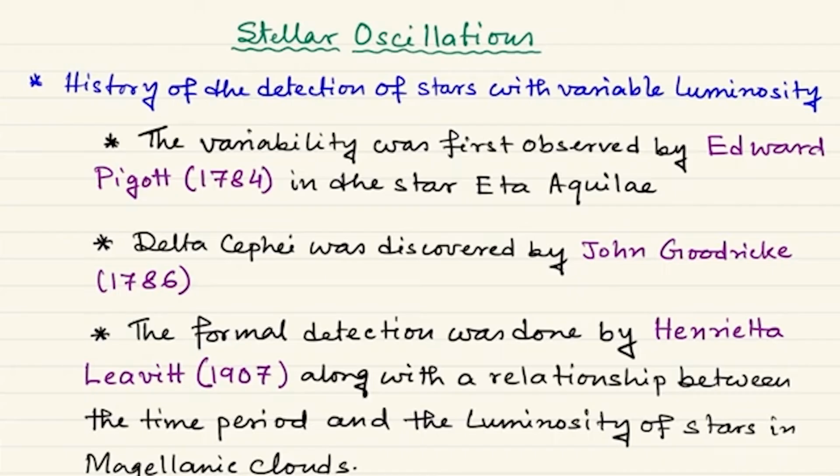Then in 1786, the famous star Delta Cephei was discovered by John Goodricke, who also found variability in the luminosity of the star. Now this Delta Cephei belongs to the famous class of the Cepheid stars. Whenever we talk about stellar oscillation, we talk about the Cepheid variables. Cepheid variables are a class of stars whose luminosity changes periodically with time.